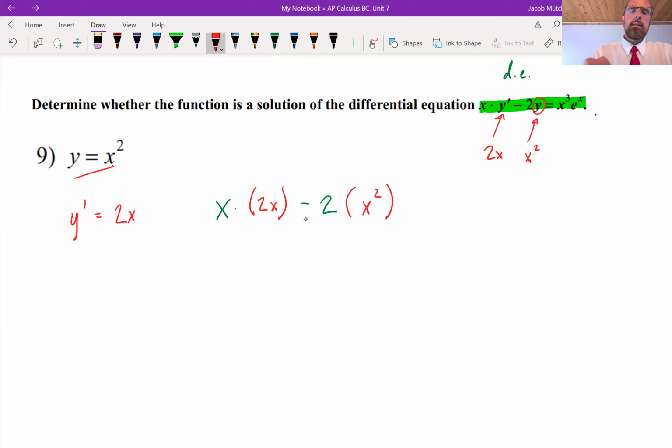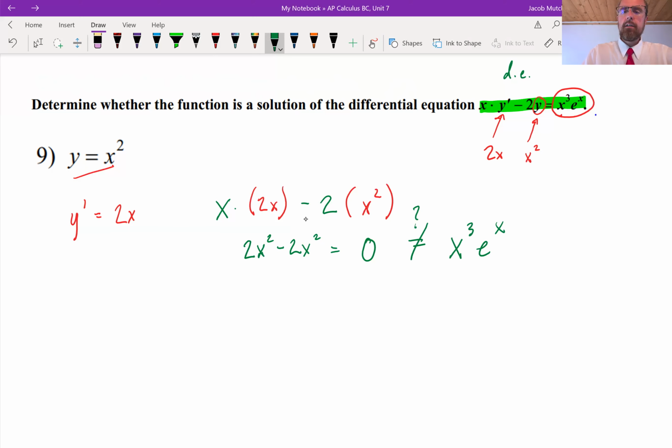So I just want to then simplify that and see, does that simplify to x cubed e to the power of x, the right side of the differential equation? On the left here, we're going to have x times 2x is 2x squared minus 2x squared. And that cancels out to 0. And then I just want to compare it. I'm going to put a question mark over the equal sign. Does 0 equal x cubed e to the power of x?